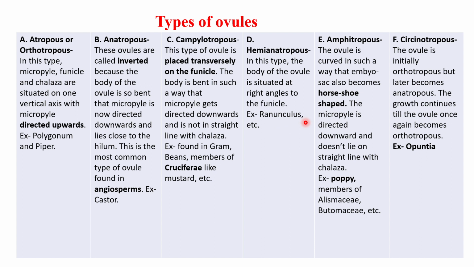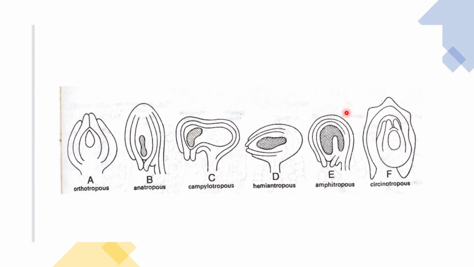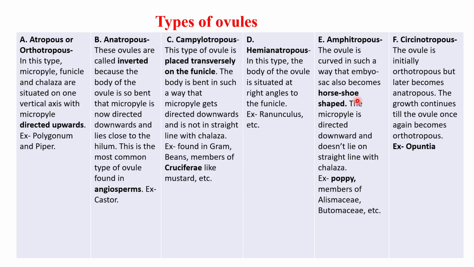The fifth one is known as the amphitropous type. In this type, the ovule is curved in such a way that the embryo sac also becomes horseshoe shaped. Here, in amphitropous, the embryo sac becomes horseshoe shaped. The micropyle is directed downward and doesn't lie in a straight line with the chalaza. For example, we can see this in poppy, and members of Alismaceae, Butomaceae, etc.